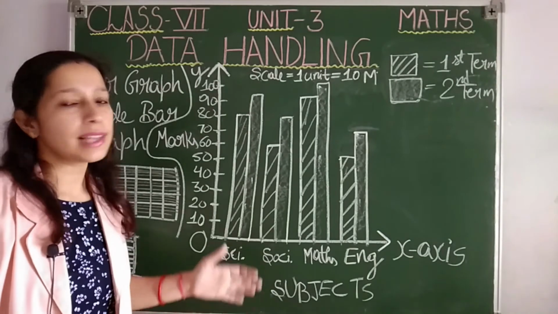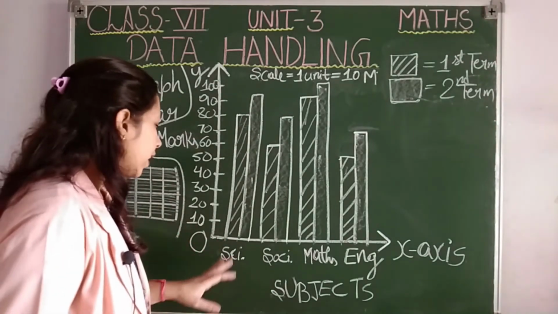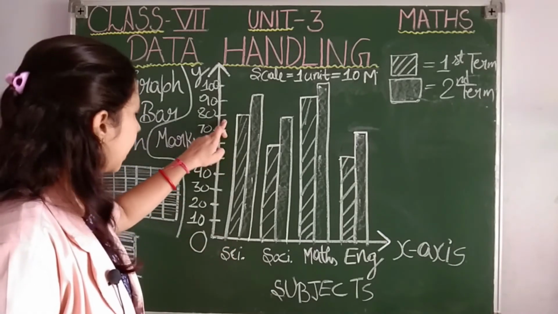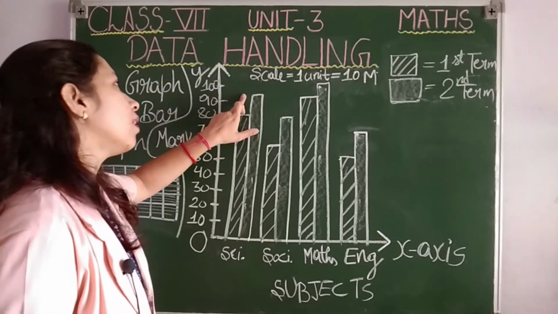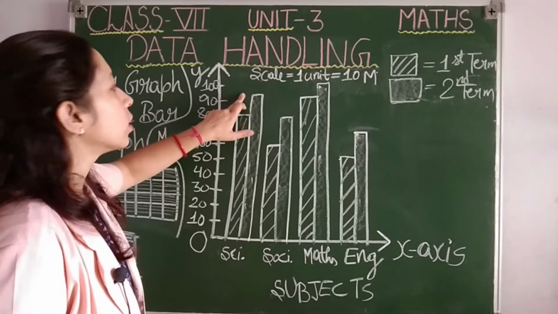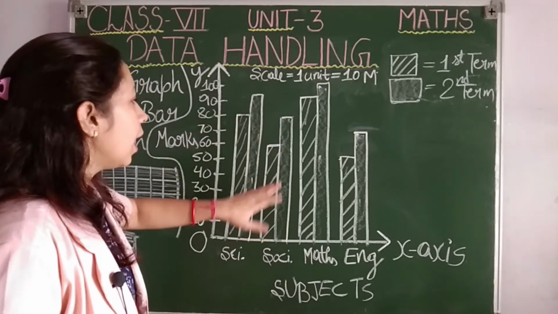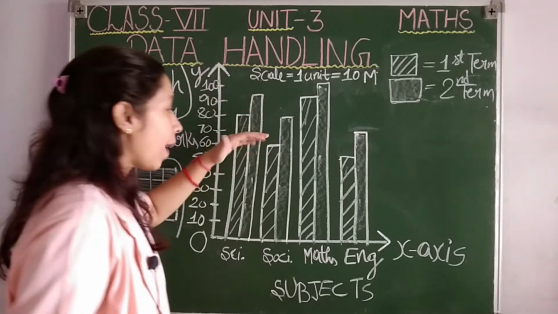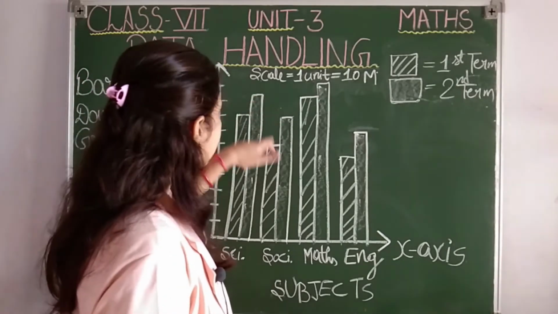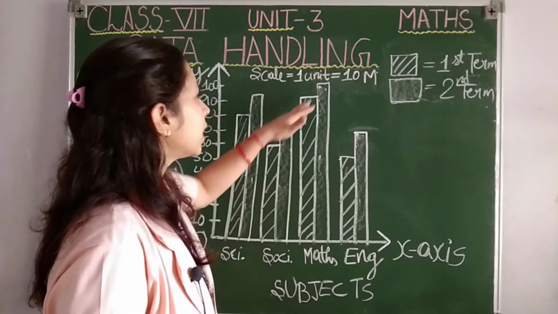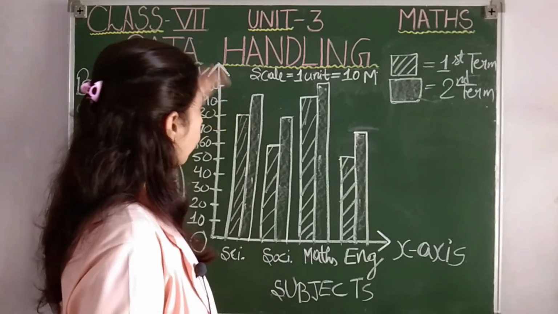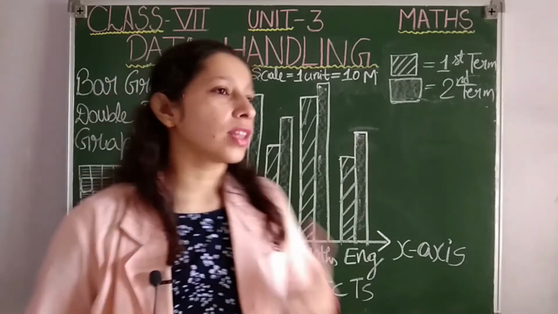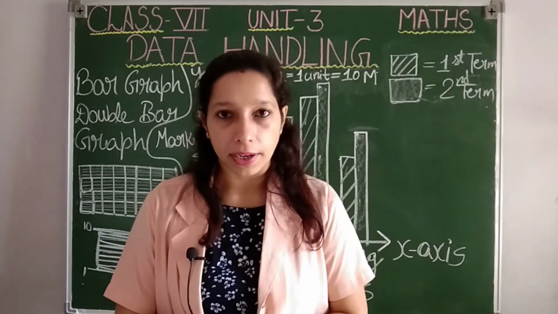This is what is known as a double bar graph, students. Now how can we compare? We can compare that a student got 80 in the first term, but in the second term he or she has improved, because in the second term she has scored 95 marks. Again, there is an improvement in social also. The first term bar is small, the second term bar is longer. We can see for all 4 subjects there is improvement, isn't it? So this is the use of the double bar graph. With the help of the double bar graph we can compare two quantities.